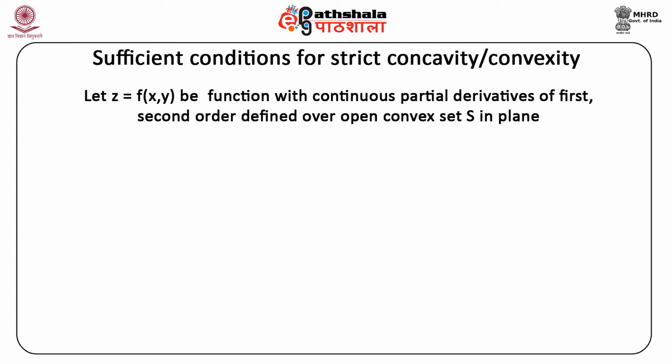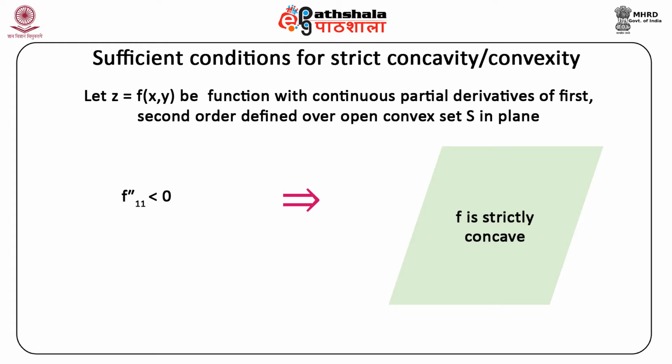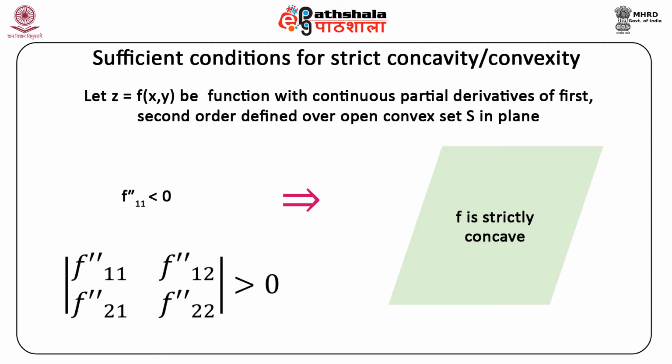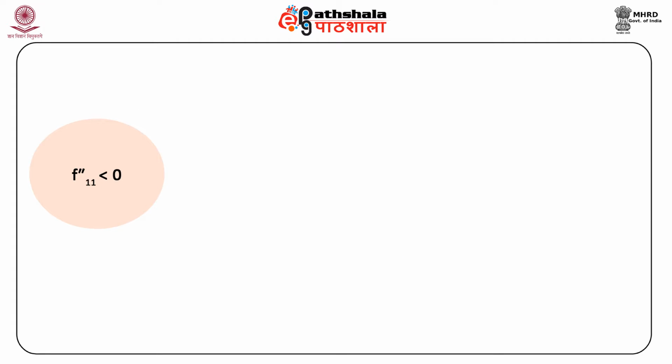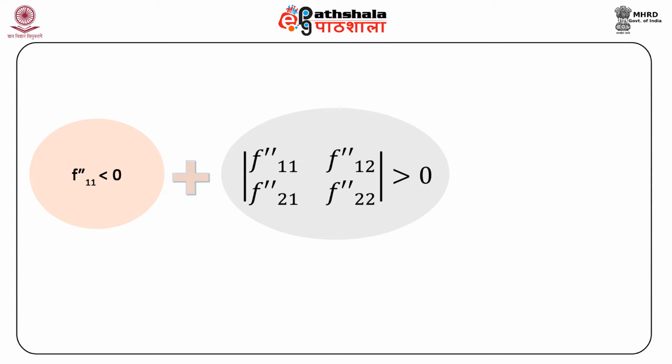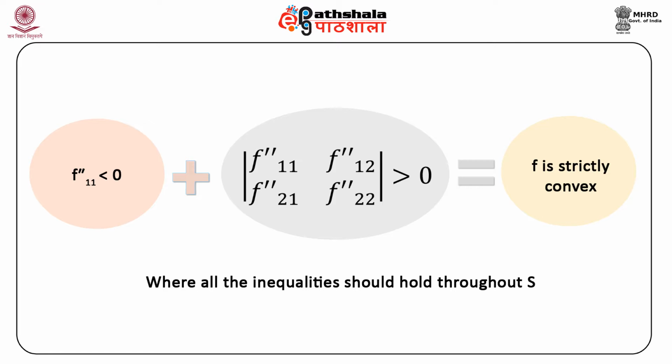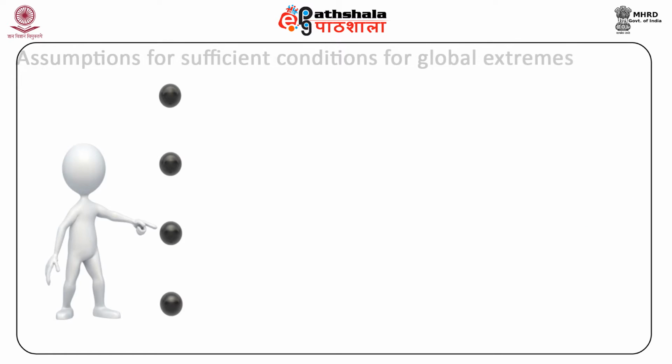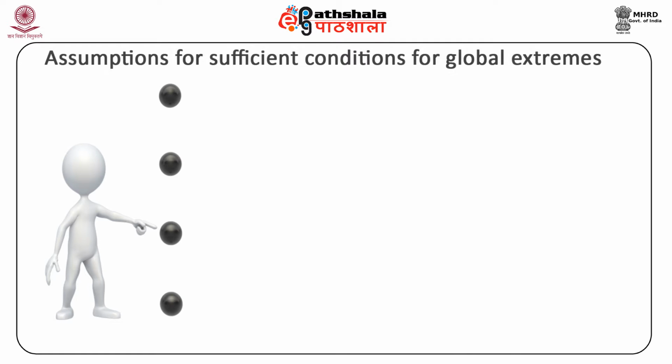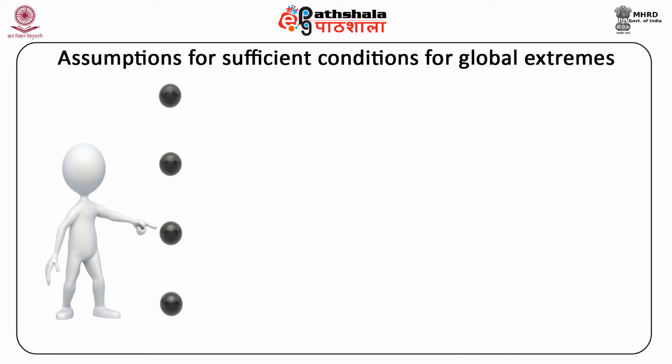Now we take a look at the sufficient conditions for strict concavity or convexity. f''11 is less than 0 and the determinant of the second derivative matrix is strictly greater than 0. f''11 is greater than 0 and the determinant of the second derivative matrix is strictly positive, where all the inequalities should hold throughout S. The mentioned results have various interesting implications in optimization theory.